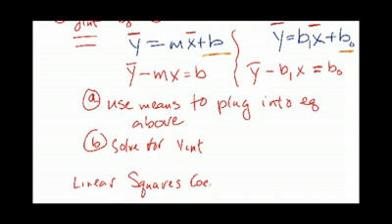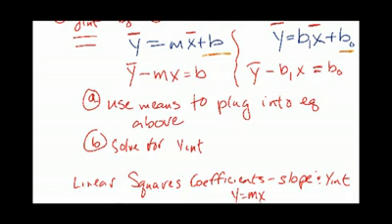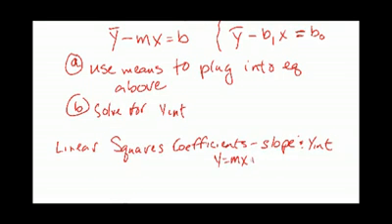So if you see that, that's what they're asking you for: your slope and your y-intercept. They might ask you to find the equation. Just plug into your y equals mx plus b, or y equals b1 x plus b0. So the concept is, once you have this equation, what you can do is plug in any x value.